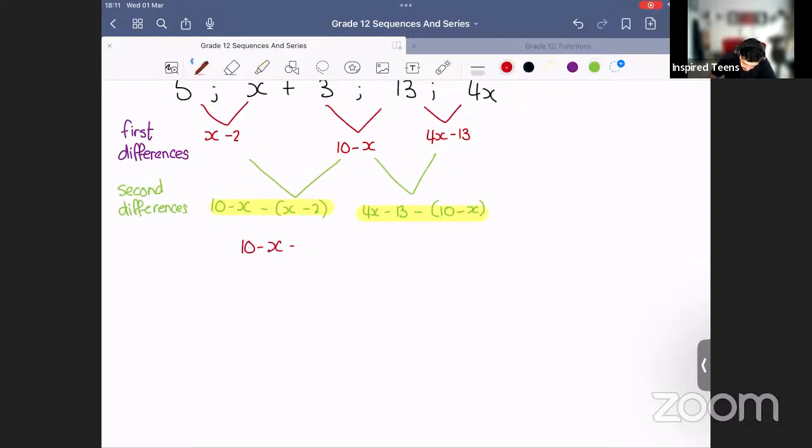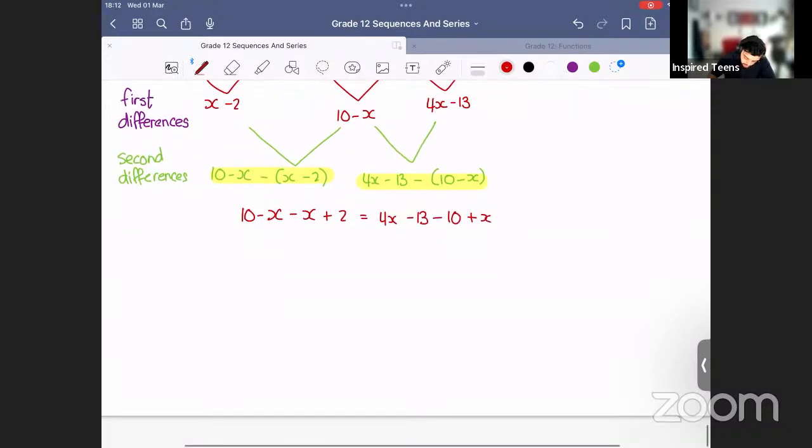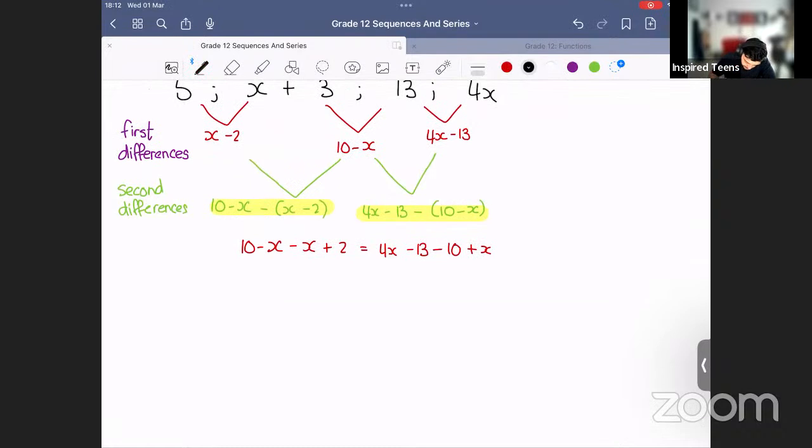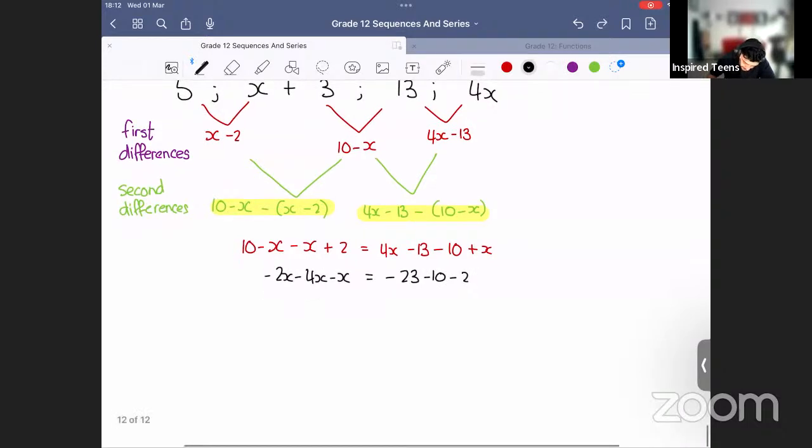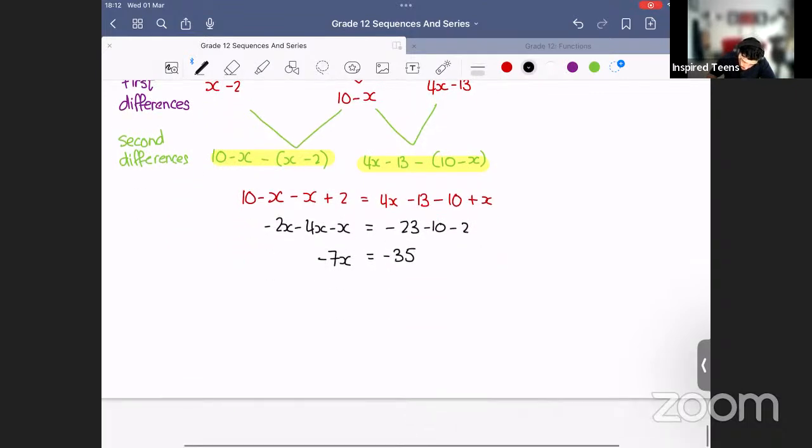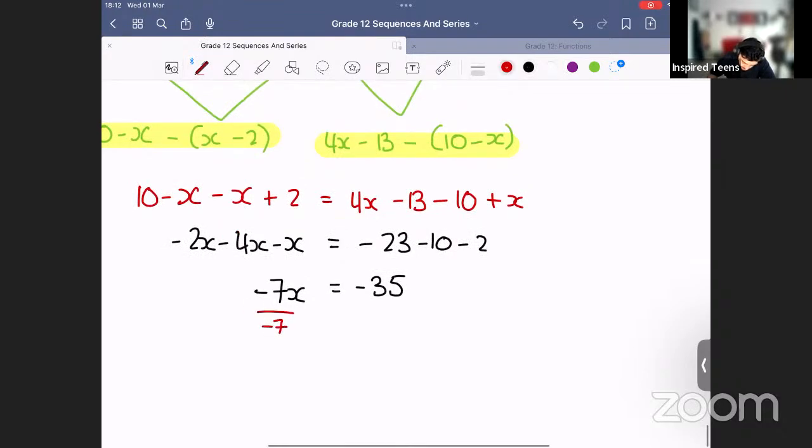10 minus x, I'm going to distribute the negative, minus x plus 2 is equal to 4x minus 13 minus 10 plus x. So what we can do is get all the x's on one side. Negative 2x minus 4x minus x is equal to negative 23 minus 10 minus 2. So here we get minus 6 minus 7x. Here we get minus 33 minus 35. We can divide both sides by negative 7.